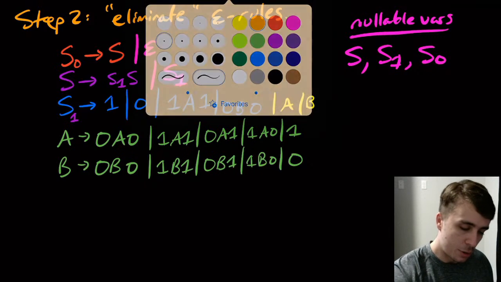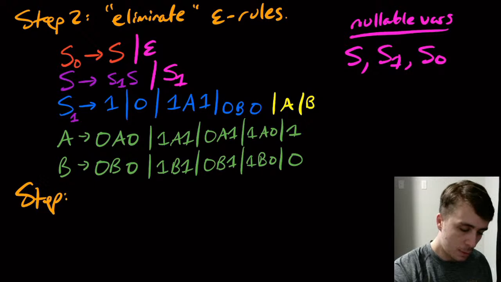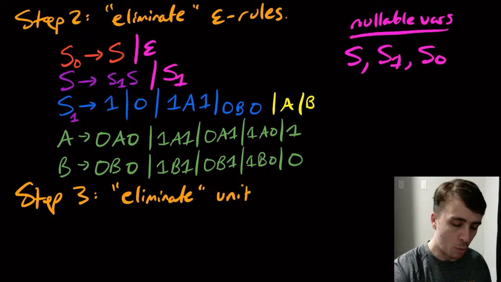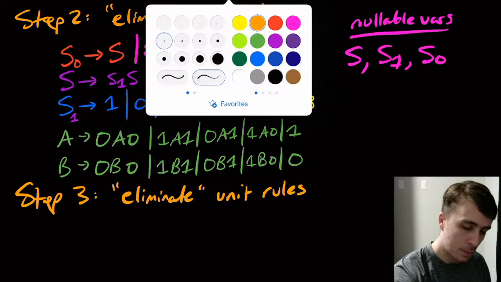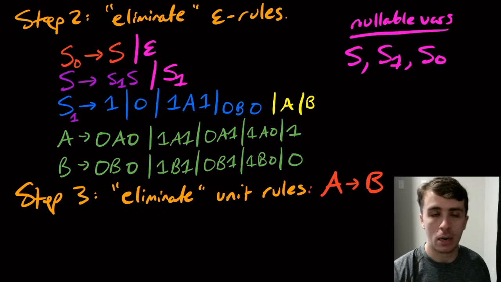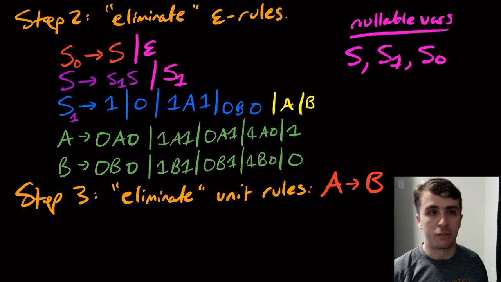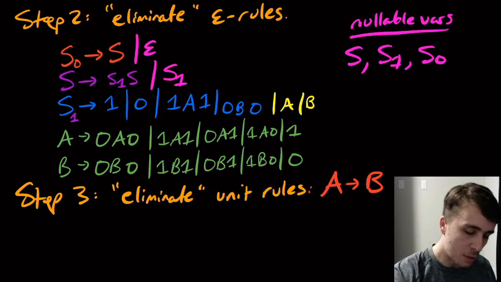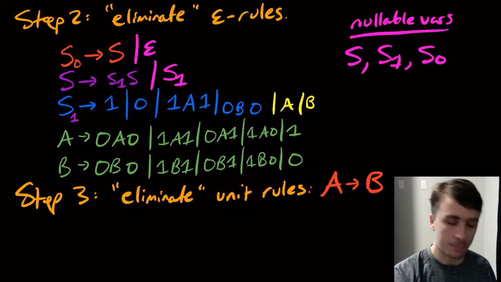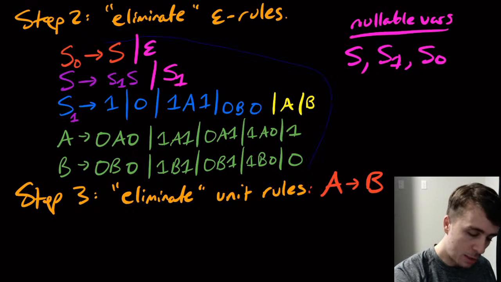Okay, so the third step here, step 3, is to eliminate what are called unit rules. So a unit rule, in this context, is a variable that makes one variable and nothing else at all. It could be itself, or it could be a completely different variable. So we actually have several instances of this. So we have this S right here on the right side, S1 here, and the A and B over here actually. So how do we actually handle this?